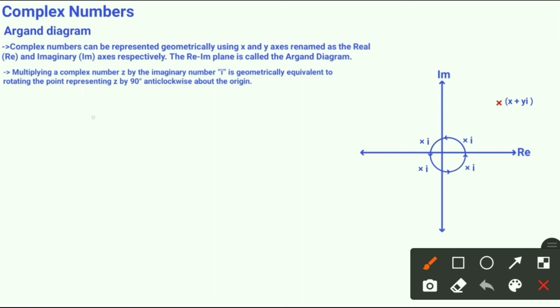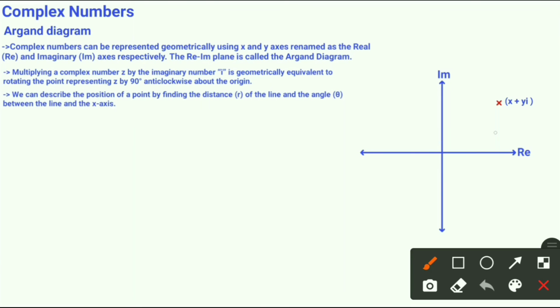Multiplying a complex number z by the imaginary number i is geometrically equivalent to rotating the point representing z by 90 degrees anticlockwise about the origin. If you multiply by iota, it will go 90 degrees. We can describe the position of a point by finding the distance r of the line and the angle theta between the line and the x-axis.